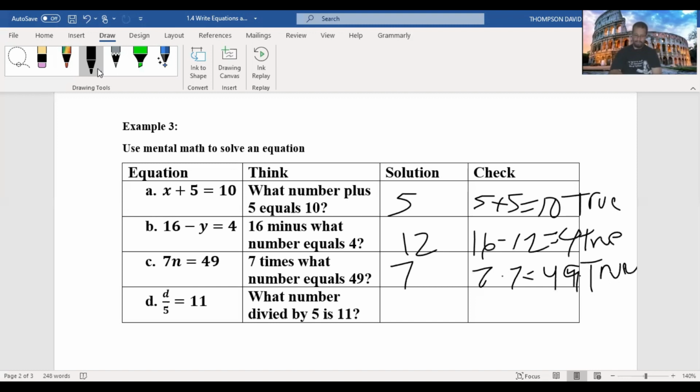And then D. d over 5 equals 11. You want to think, what number divided by 5 is 11? And that should be 55. And 55 divided by 5 does equal 11. And we're done with example 3.